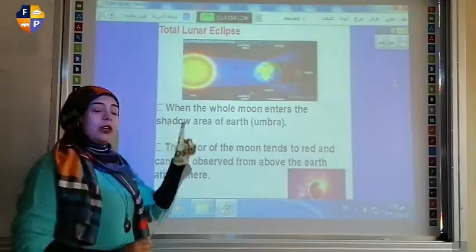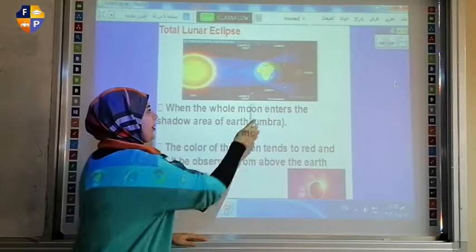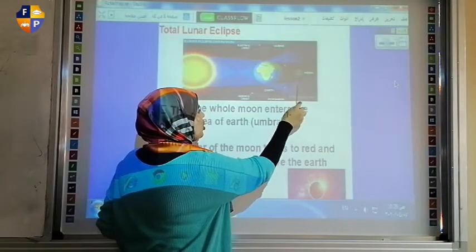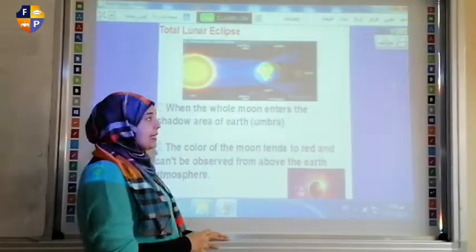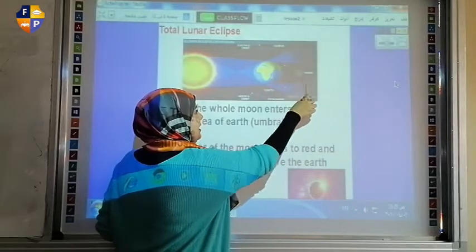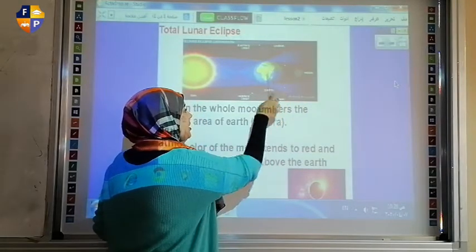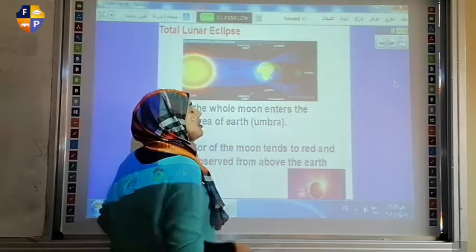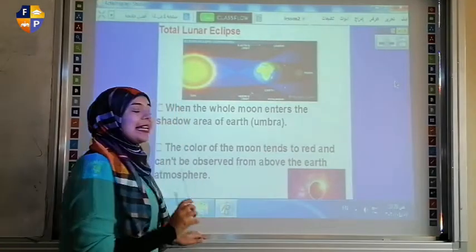So, the first type of lunar eclipse is total lunar eclipse. Okay, look here. We have here this dark inner shadow. This area is called what? Yes, excellent. It's called the umbra region. When the whole moon becomes in the umbra region, the earth will block the sunlight completely from reaching the moon. But in this case, we will see the moon as red color.